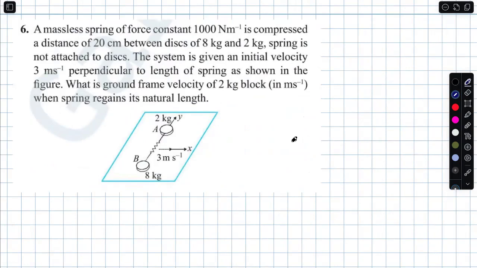A massless spring of force constant 1000 Newton per meter is compressed by a distance of 20 centimeter between discs of 8 kg and 2 kg. The spring is not attached to the discs. The system is given some initial velocity 3 meter per second perpendicular to the length of the spring as shown in the figure. What is the ground frame velocity of the 2 kg block when the spring regains its natural length?